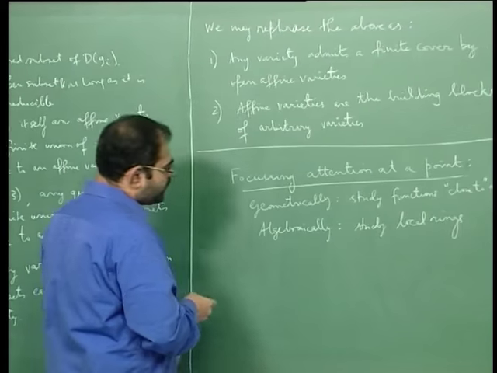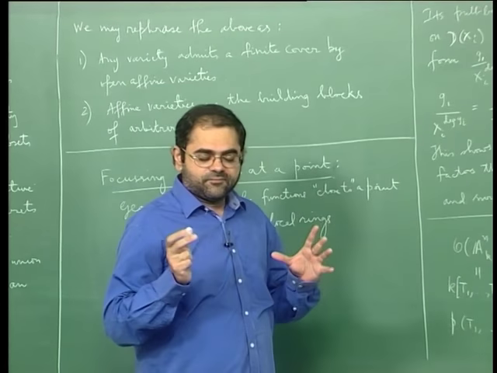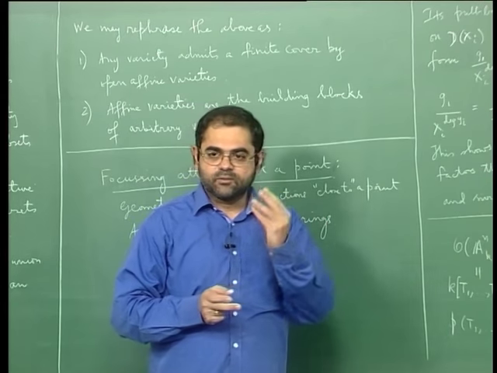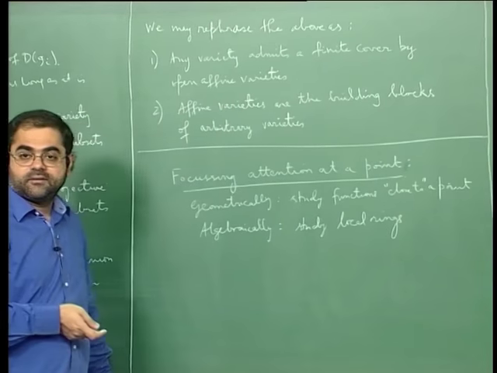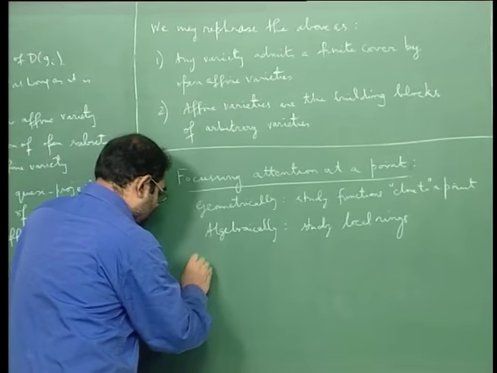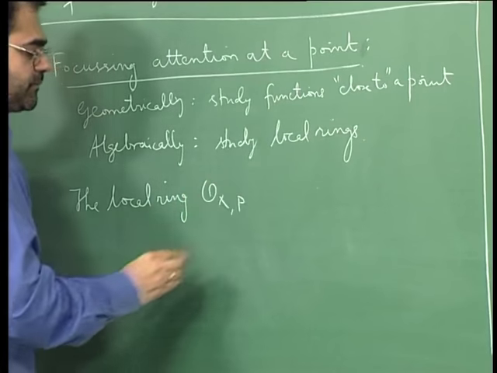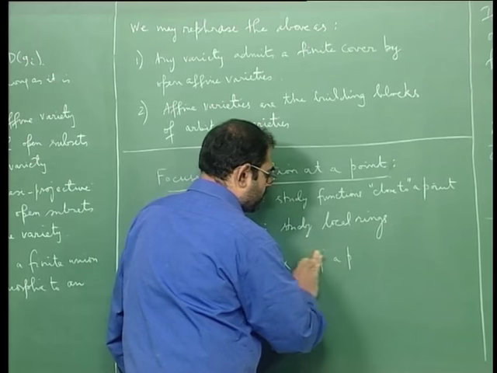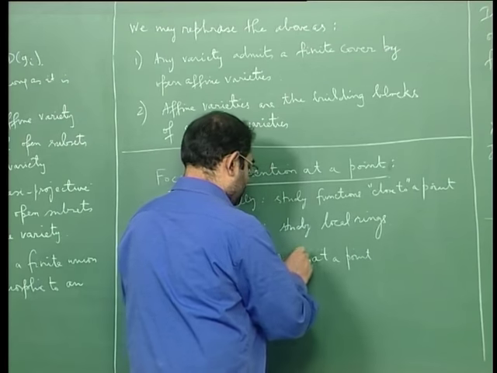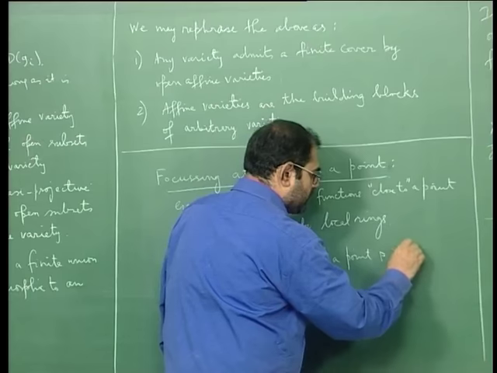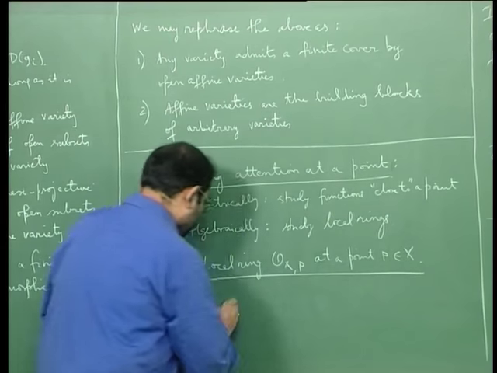So let me explain. So the idea is that in algebraic geometry, whenever you want to study something close to a point, you have to always think in terms of local rings. Okay. So what I'm going to do now is I'm going to define the local ring at a point of a variety. Okay. So the local ring O_{X,P} is the notation, at a point P of the variety. So here, of course, X is a variety.